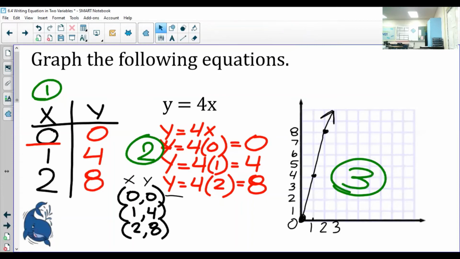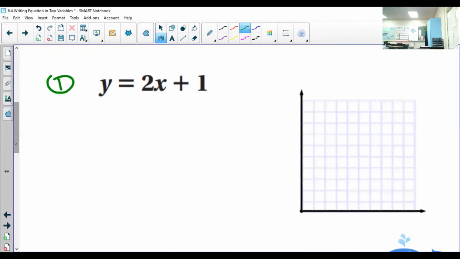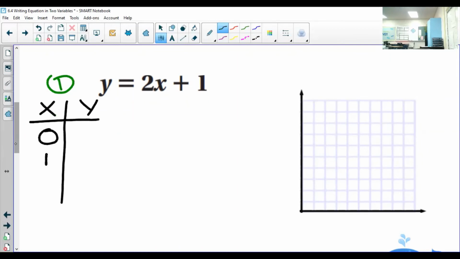So let's look at that in another example. y equals 2x plus 1. Okay, remember, step 1, to make a table. So I'm going to make my table. We always use what numbers? 0, 1, and 2.